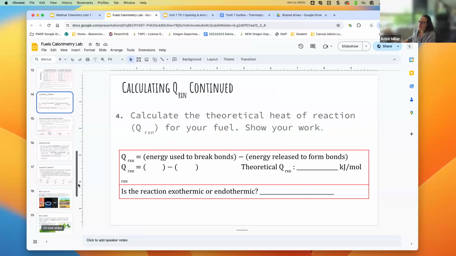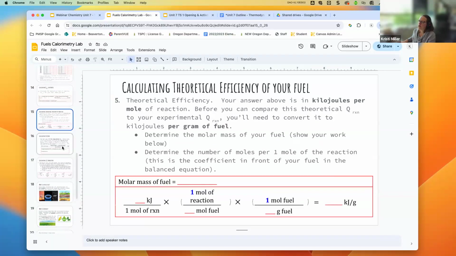Still walking through our calculation for Q reaction, and then calculating the theoretical efficiency of your fuel. So we have our kilojoules per mole here, and ultimately, again, think of one of the original questions, how much energy per gram of fuel? So this is where we're calculating that. We're going from our kilojoules per mole and converting that into kilojoules per gram.